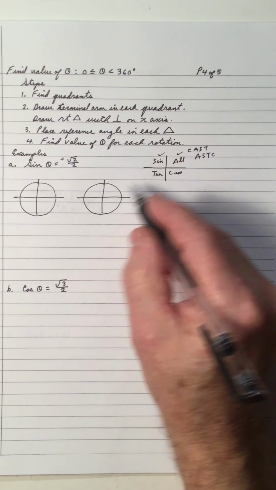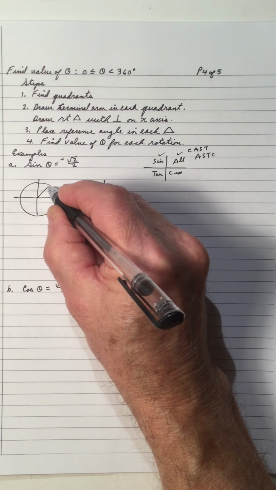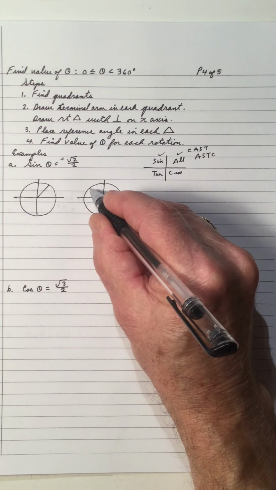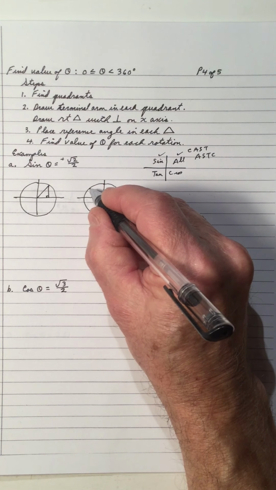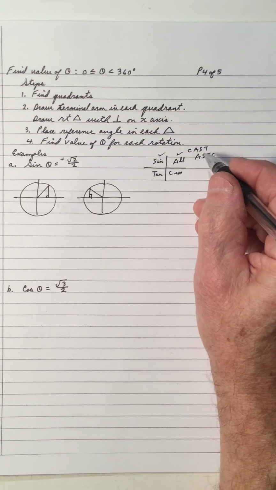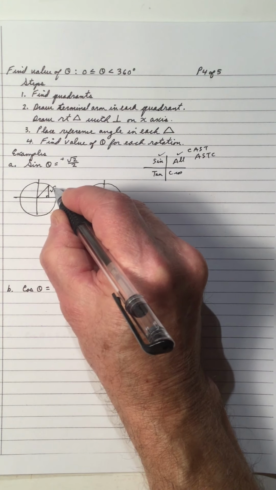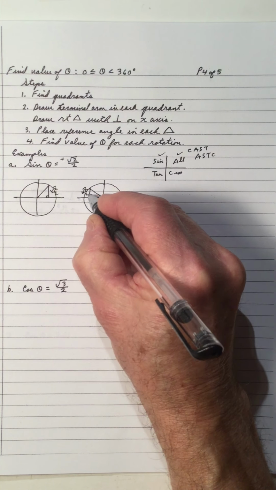So we found the quadrants of 1 and 2, so we'll draw the terminal arm in quadrant 1, and we'll draw the terminal arm in quadrant 2. We drop a right triangle to the x-axis. So sine is the y. So the y is root 2 over 2.